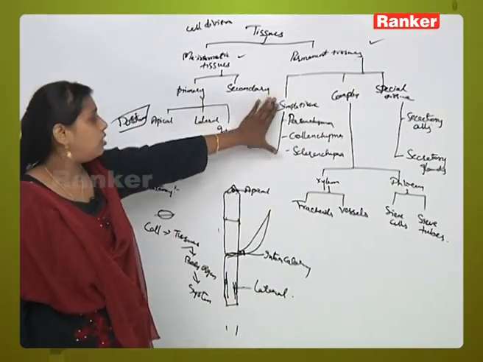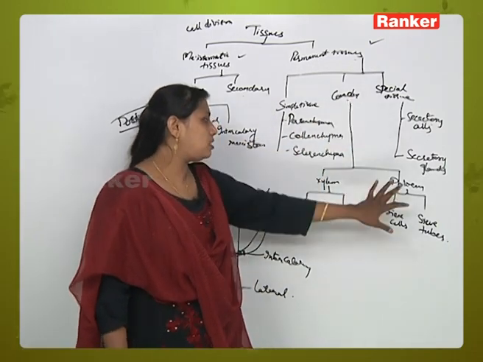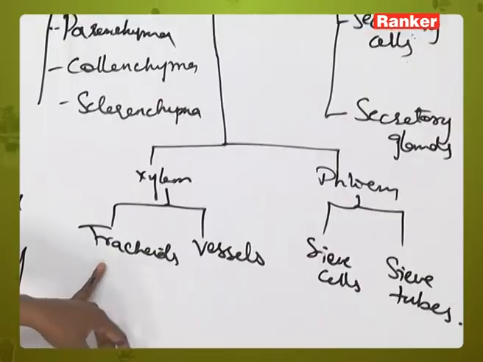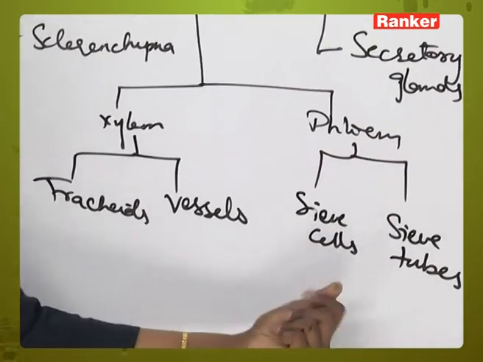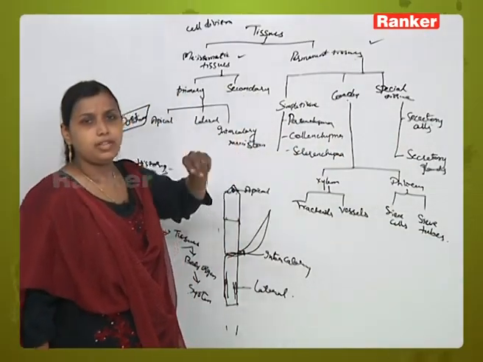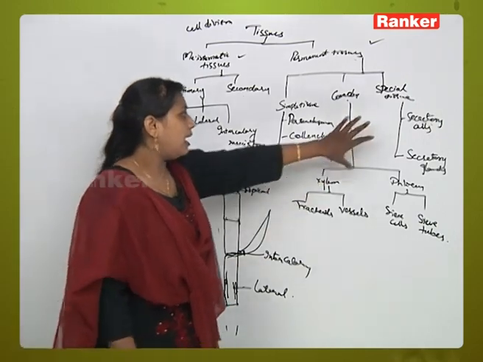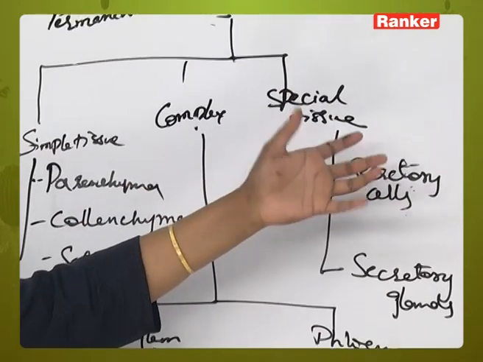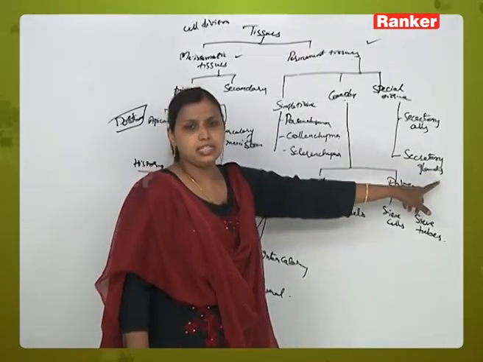Simple tissues, as you all know, are of three types: parenchyma, collenchyma and sclerenchyma. Complex tissues are xylem and phloem, and in xylem we will study the tracheid structure and vessel structure, and in phloem we will study sieve cells and sieve tubes. In special tissues, in some plants, excess material which is not needed by the plant is excreted or secreted out by special glands or cells. Those are called secretory cells and secretory glands.